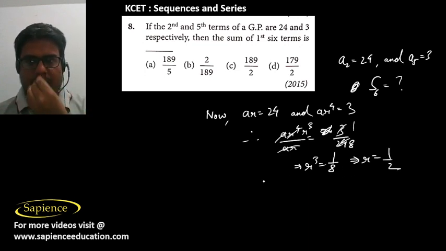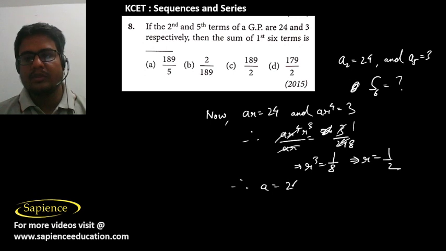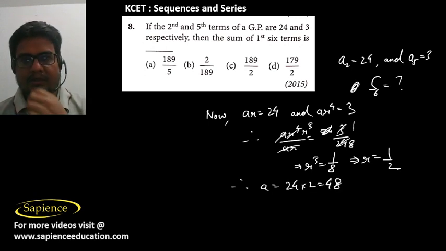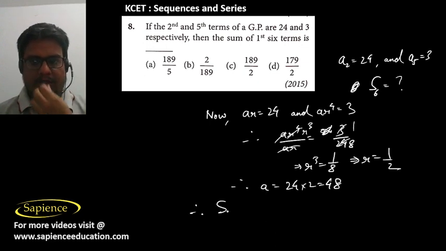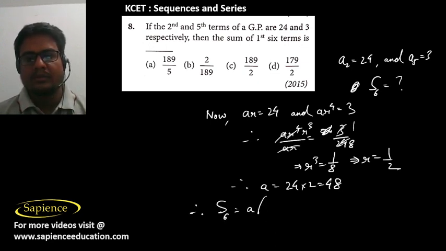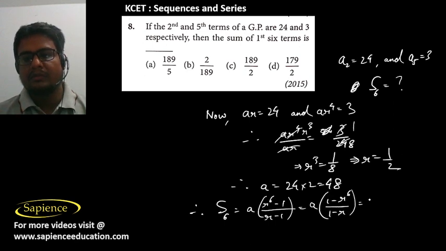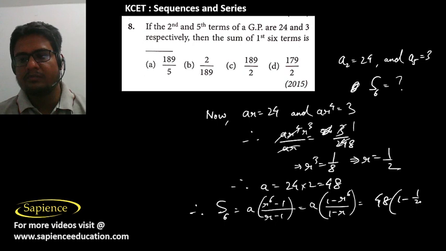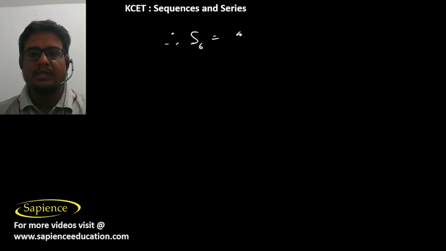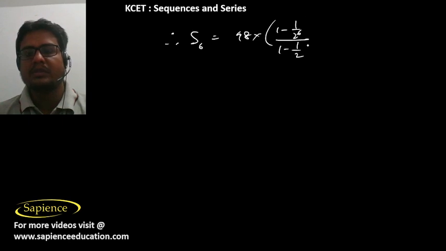The common ratio is 1 by 2. Therefore A should be equal to 24 into 2, that is 48. 48 is the first term. Therefore the sum of the first 6 terms will be A into R power 6 minus 1 by R minus 1, or we can say A into 1 minus R power 6 by 1 minus R. So that will be 48 into 1 minus half power 6 divided by 1 minus half. So S6 will be equal to 48 into 1 minus 1 by 2 power 6 divided by 1 minus 1 by 2.